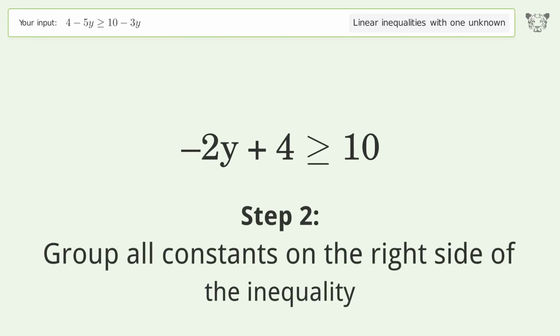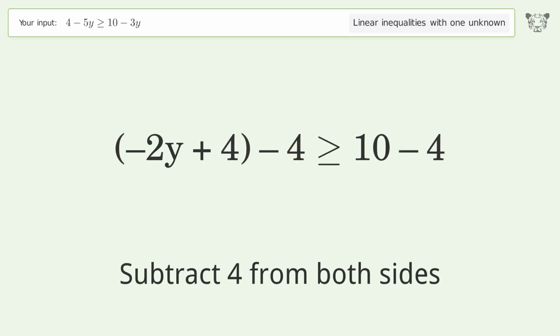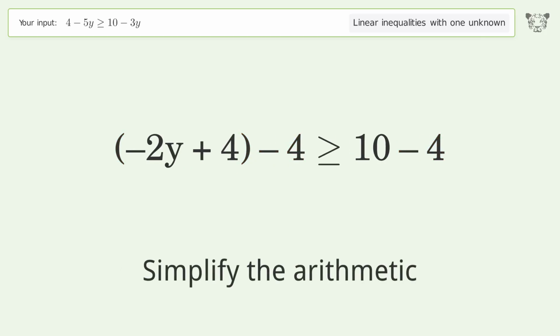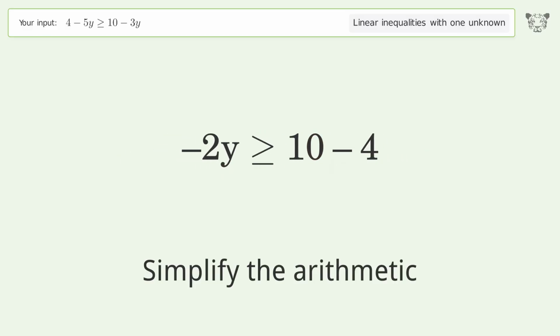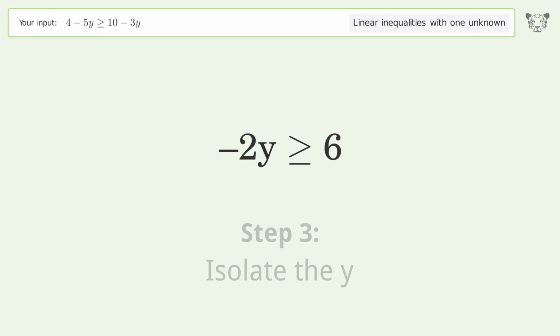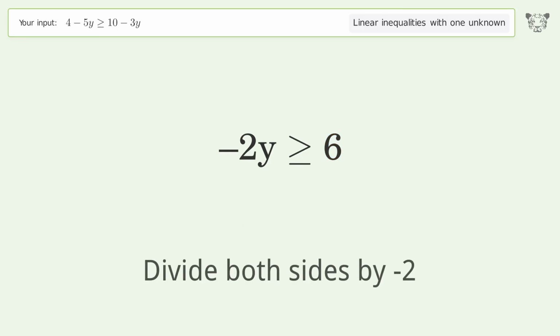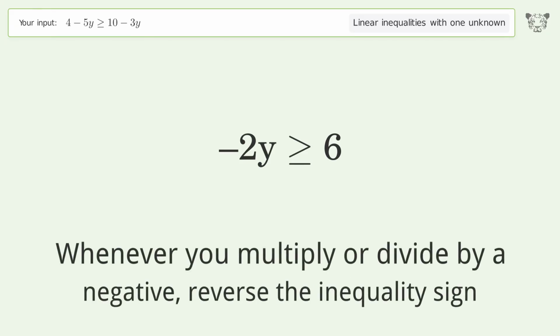Group all constants on the right side of the inequality. Subtract 4 from both sides. Simplify the arithmetic. Isolate the y. Divide both sides by -2. Whenever you multiply or divide by a negative, reverse the inequality sign.